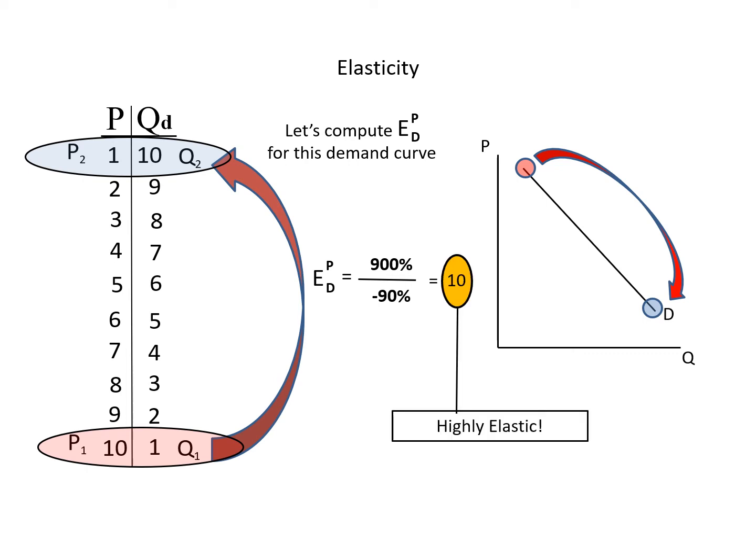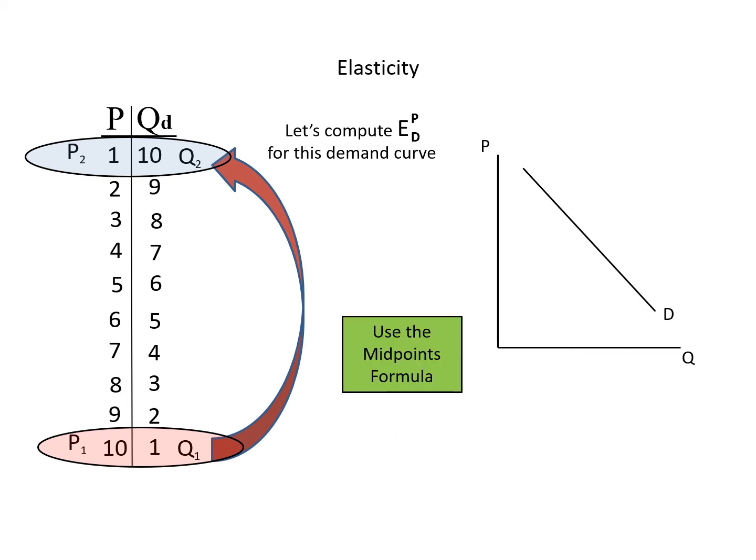Now that we're moving up the schedule and down the curve, as you can see over there on the right, we see that the coefficient of price elasticity of demand is 10, which would indicate that it is highly elastic, whereas when we were moving in the other way, it was highly inelastic. What's going on here? This is obviously due to the fact that percentage change is dependent upon the direction. So we need to take directionality out of the computation so that we can see unambiguously the elasticity of this demand relationship. And we can do this by using the midpoints formula.